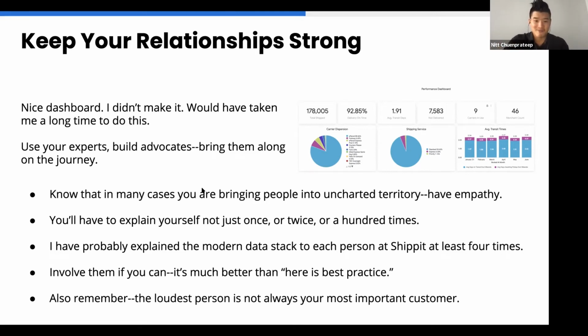And finally, also remember, this is hard for me to say because I am a loud human being, but the loudest person is not always your most important customer, right? Find people across the business who you're able to partner with who are experts in the domain as you start to roll out your products, and get those people on your side. Find those influencers and keep your relationship strong as you begin to build out your systems, right?